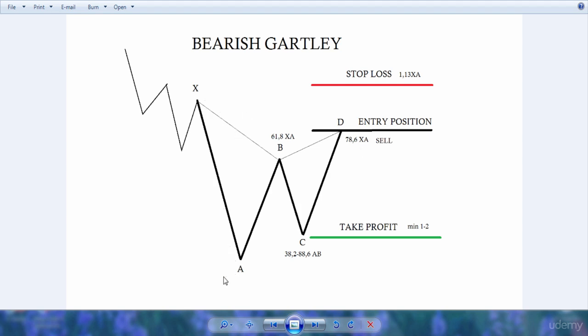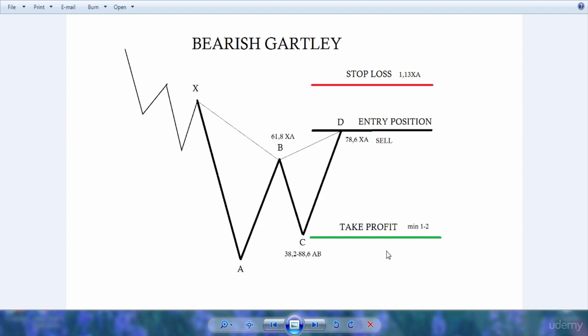In this particular case, it would mean that we would set a sell limit order at the level of 78.6 before the price came here and wait for the price to hit the required level and activate the position. As we said, the stop loss we set at 1.13 Fibo extension of wave XA and we move take profit with movements of price or set it at a minimum 2 times bigger level compared to the stop loss.